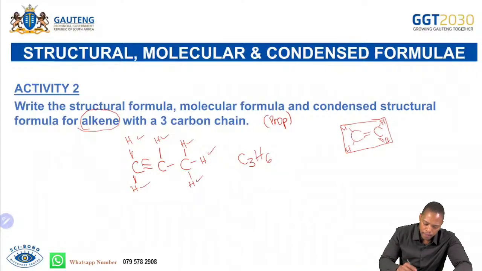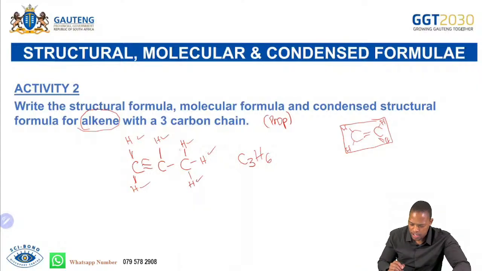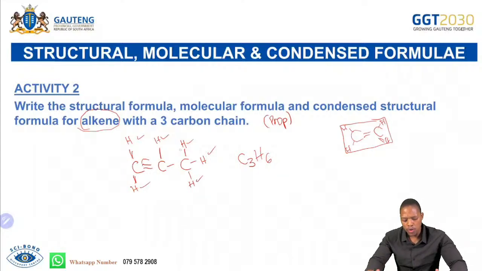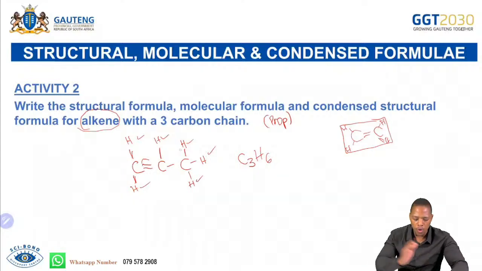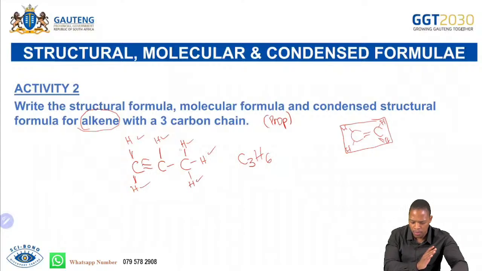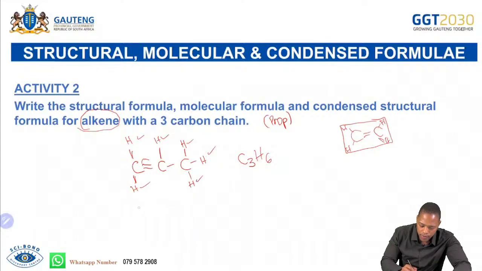Okay, then let's have the condensed structural formula here. By the way, when we do the condensed structural formula, we always start from left to right as we read. That's a rule. Always the condensed structural formula starts from left to right. I can't start here and then write CH3. No, that would be wrong. Always start from left to right.